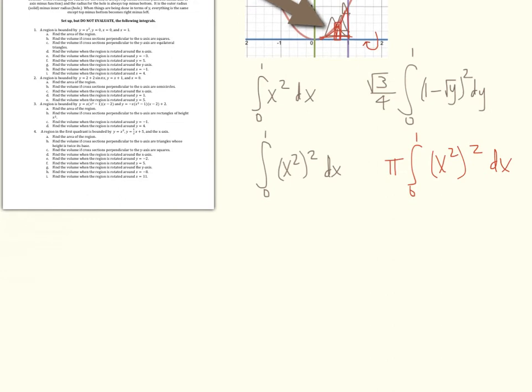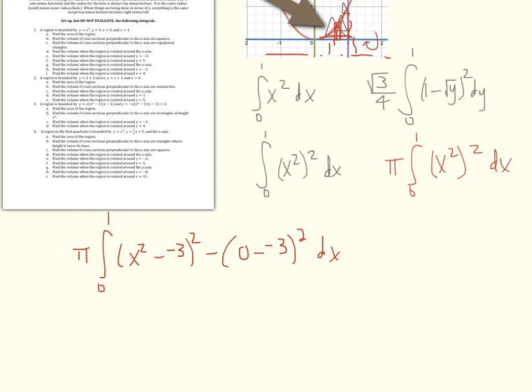Next one. Rotate around y equals -3. That's down here. So pi integral from 0 to 1. Outer radius, x squared minus -3, minus my hole, 0 minus -3, top minus bottom.